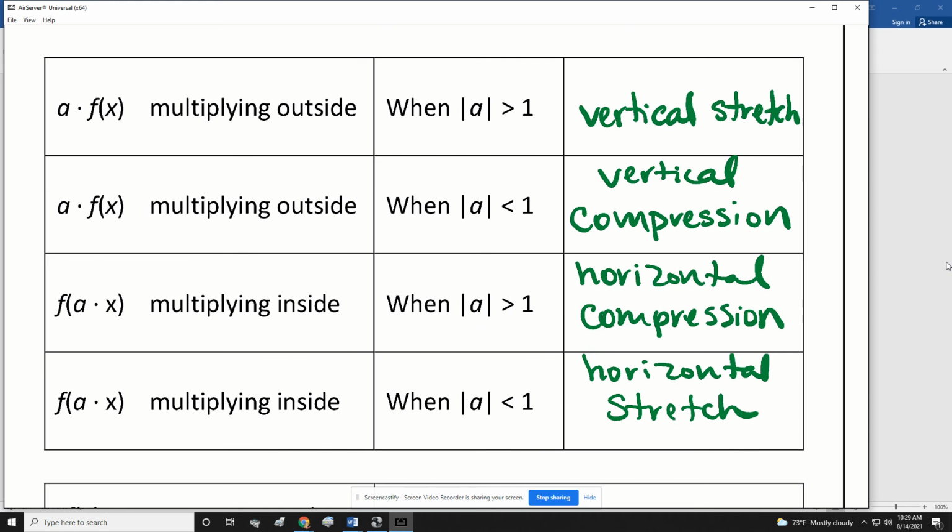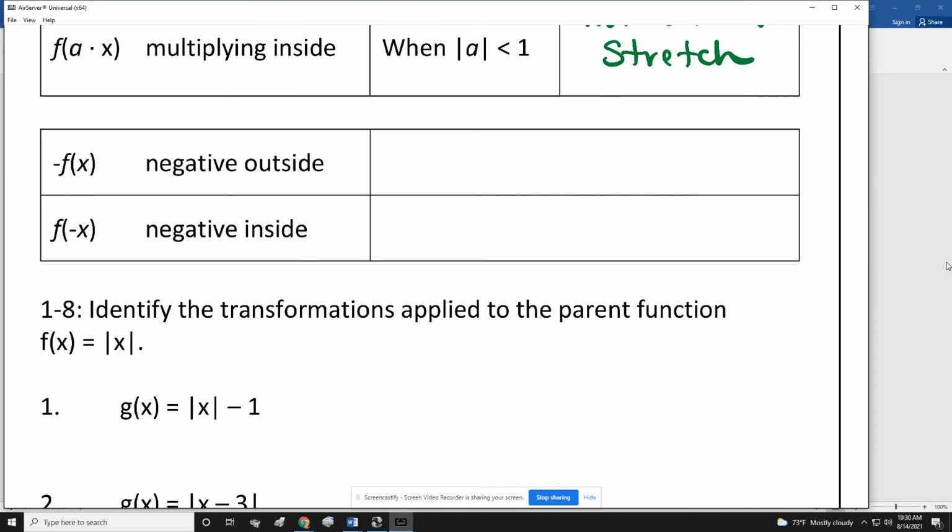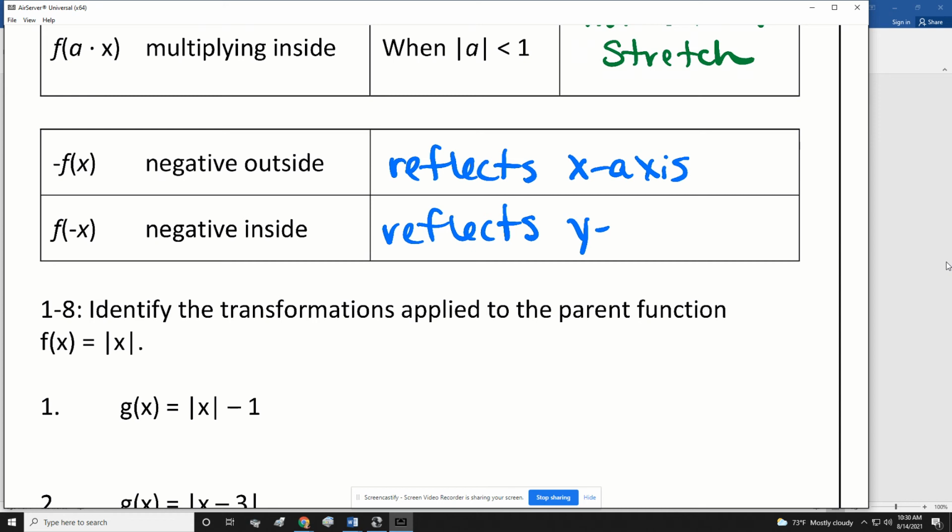Again, the inside lies. So the two multiplying inside, the larger number compresses or shrinks, the smaller number stretches. Okay, and then the last two are reflections. So on the outside, it reflects on the x-axis, and the inside reflects on the y-axis. And you can think of it like the y in side. y is the inside.